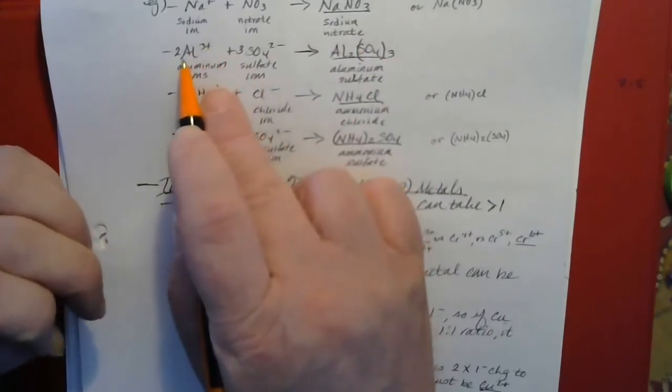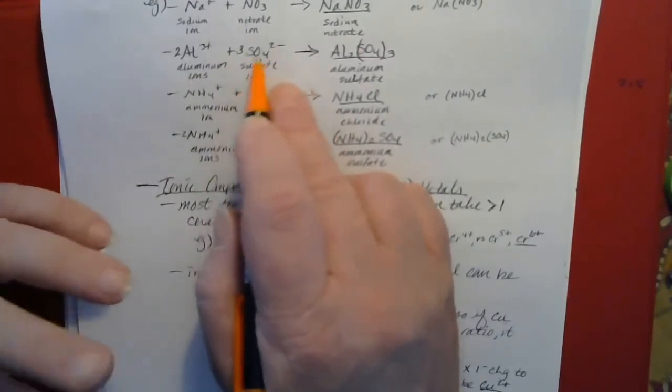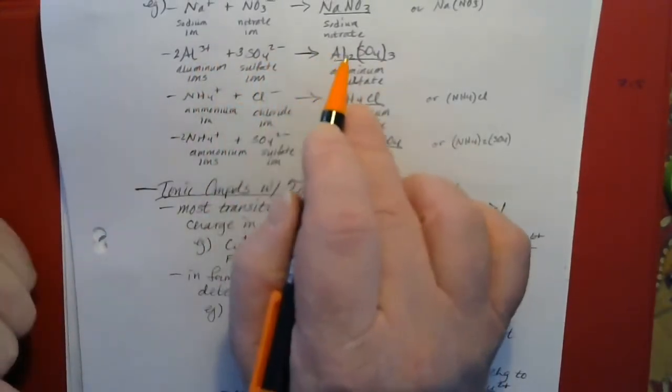Al2(SO4)3. 2 Als with a +3 charge each gives you a total positive charge of +6, and then 3 SO4s with a -2 charge each gives you a total negative charge of -6. So +6 -6 balances out to no charge overall, and that's why the formula has to be Al2(SO4)3.